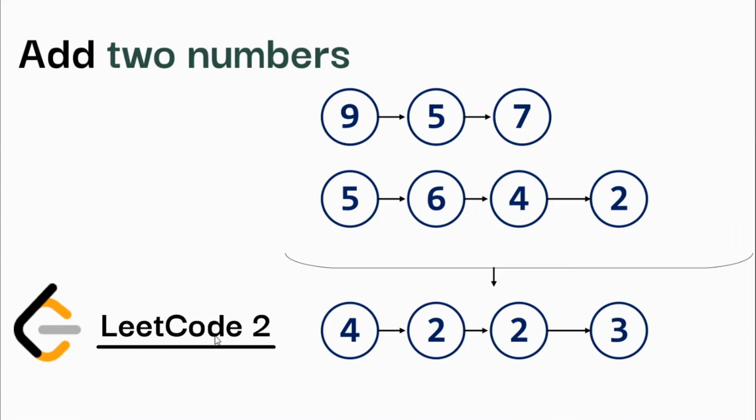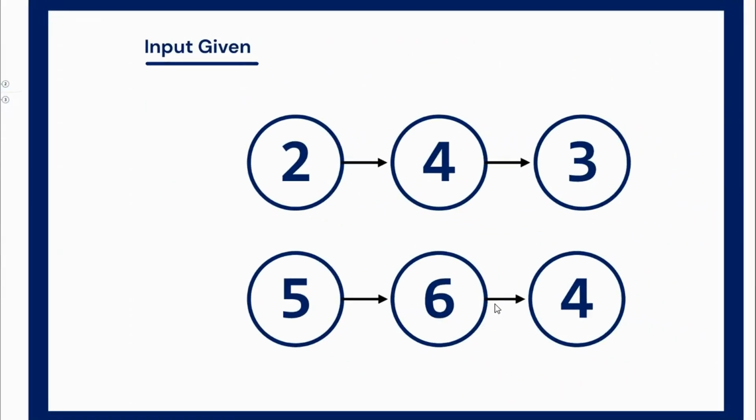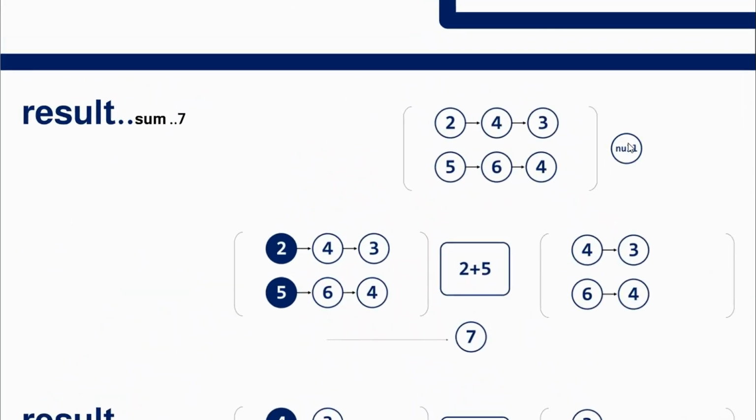Today we'll see how to add two numbers from two non-empty linked lists. We'll add two numbers and return the sum as a linked list. For our input, we'll add two numbers from these two linked lists. We'll initialize a dummy linked list for our resultant linked list, and we'll set a pointer at the head of each input linked list.